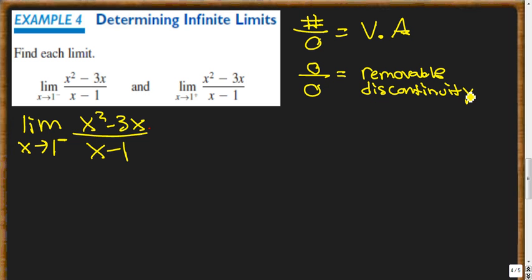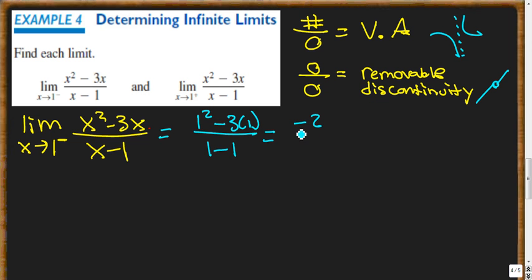Okay, so that would be the difference between these being, this would be something like, and this would be, okay, so different, big difference there. Now, in this case, if we plug 1 in, we're going to get 1 squared minus 3 times 1 over 1 minus 1, which gives me negative 2 over 0. So we know that that's a vertical asymptote there. So we need to figure out, does it approach infinity or negative infinity?